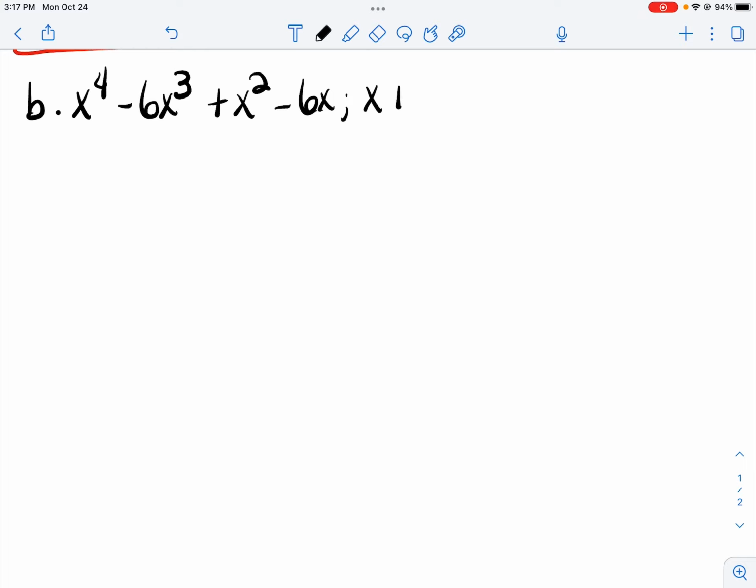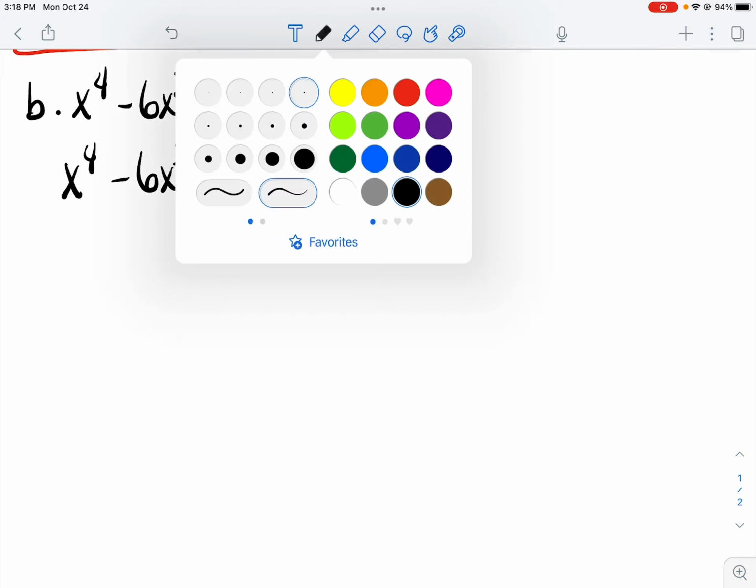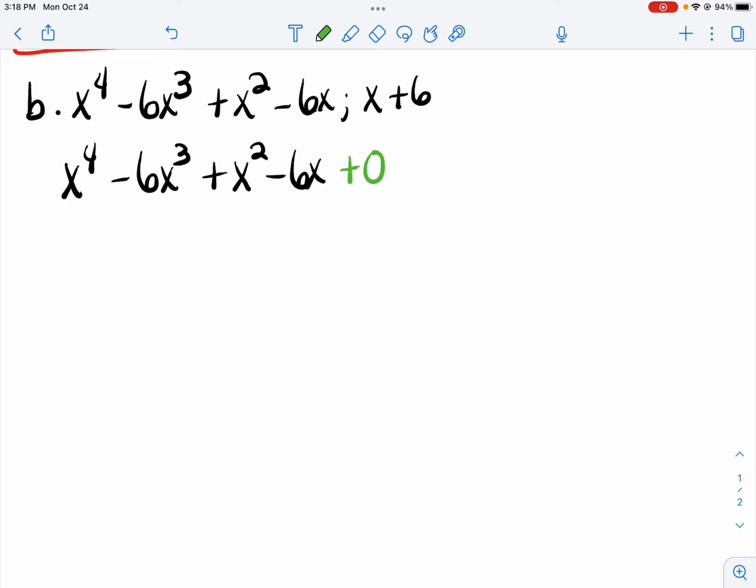So let's look at part B. In part B, we have x to the 4th minus 6x cubed plus x squared minus 6x, and our second polynomial is x plus 6. Again, with synthetic division, our powers have to be in descending order, and we can't be missing any powers. So notice here that we are missing the constant. And so even if it's just the constant that's missing, we fill in a 0 for that constant.